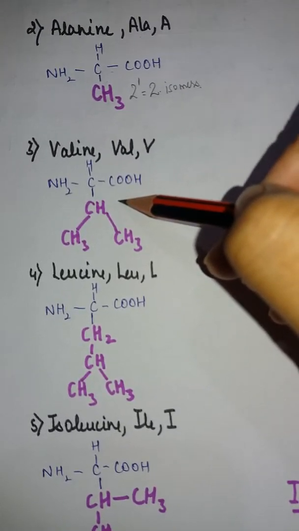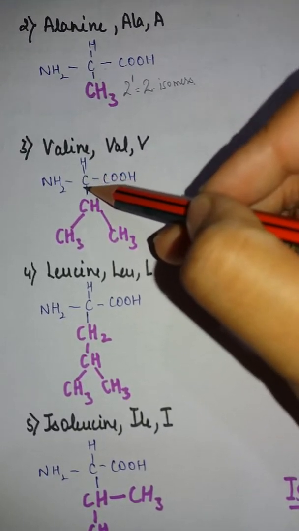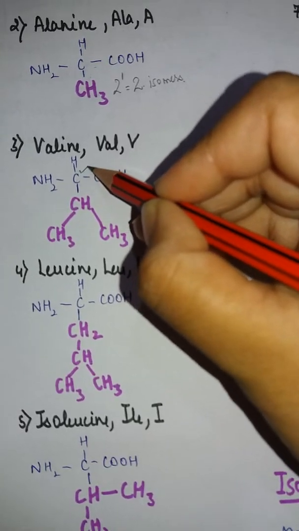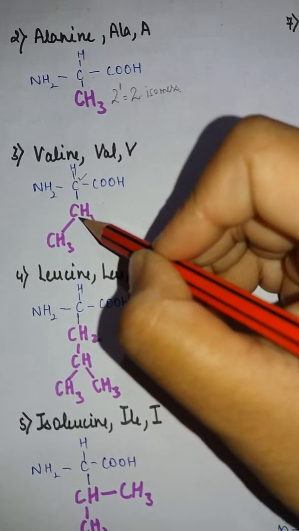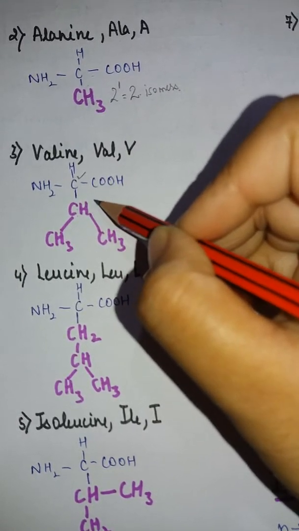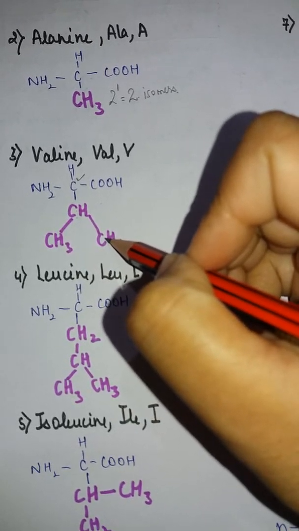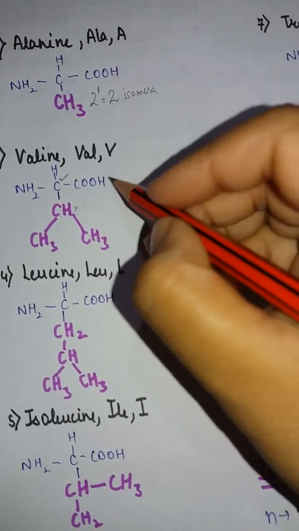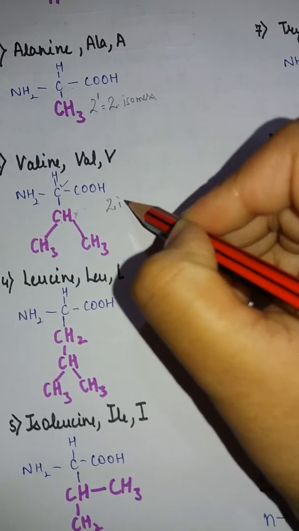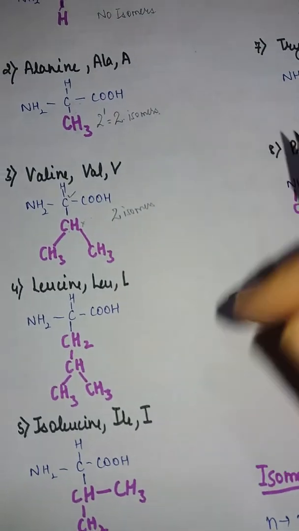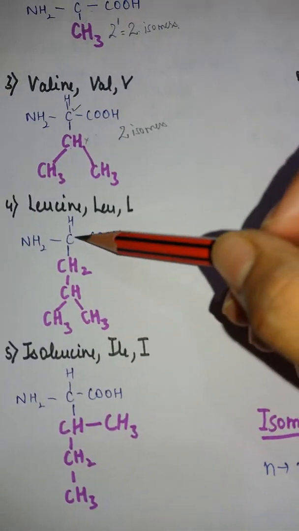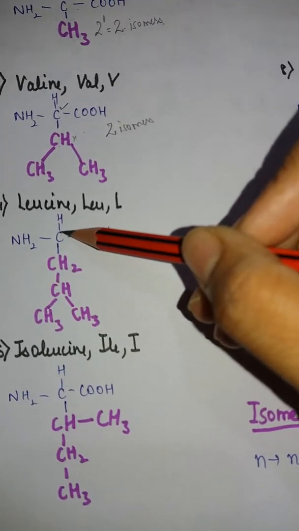Then let's talk about valine. This carbon is a chiral carbon, so we'll put a tick on this. Then we'll talk about the other one. It contains hydrogen on one side, but 2 similar methyl groups are present, so it can't be a chiral carbon. So it will also have 2 isomers only. Then let's talk about leucine. It contains this carbon, which is a chiral carbon.